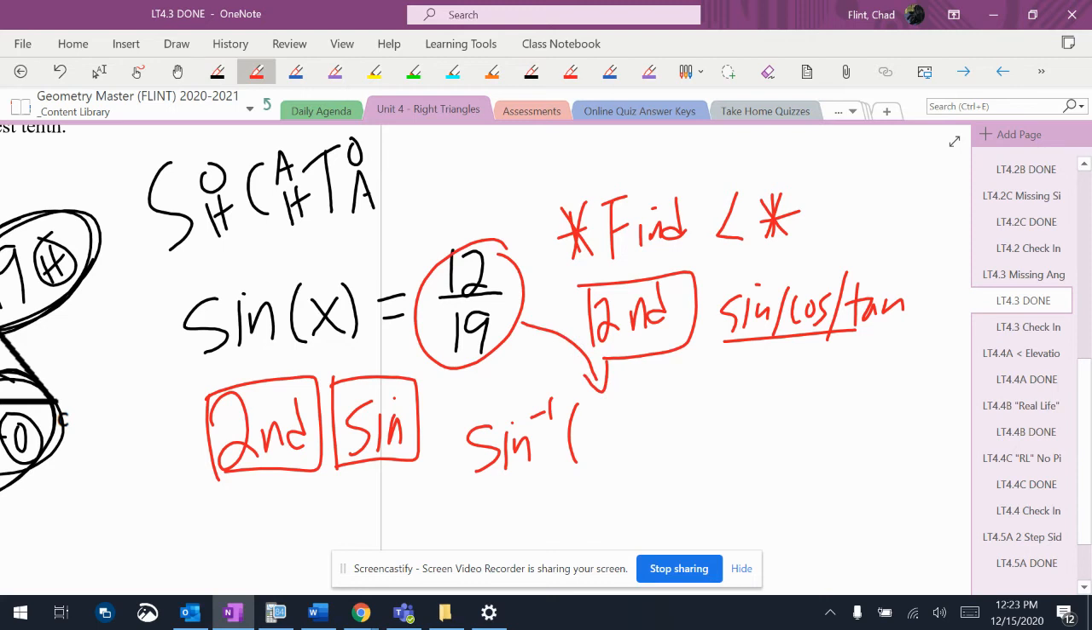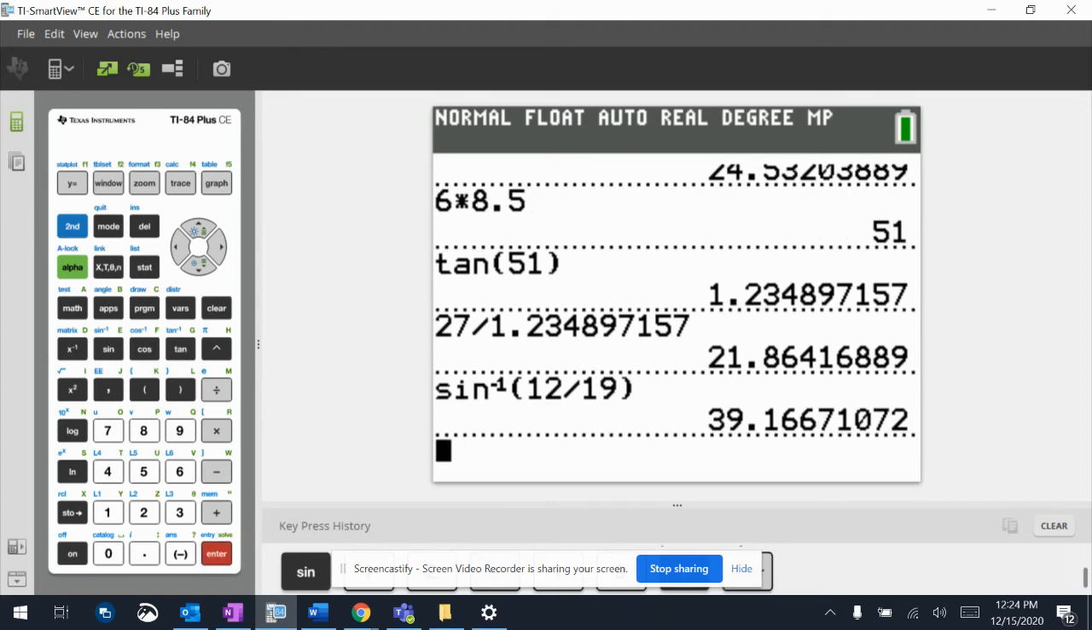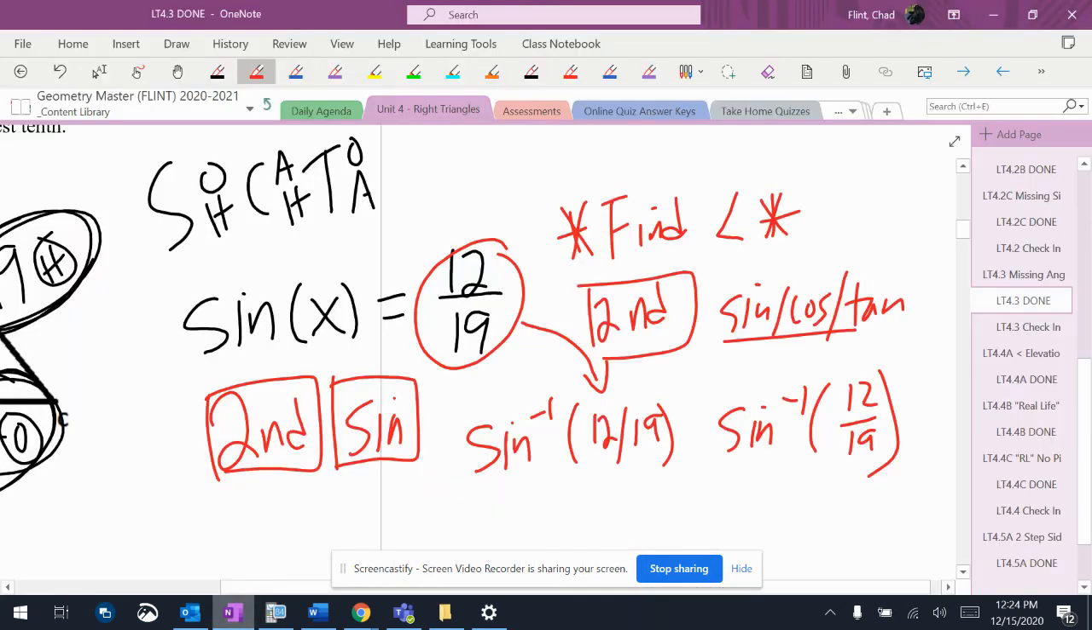Now, you can hit alpha y equals and bring the fraction up, but you don't have to. You can just type 12 divided by 19 because fractions and division are the same thing. So you can either do that, or you can end up with this. It is a personal preference. I am lazy, so I don't want to hit alpha y equals to bring the fraction up. I'm just going to type that, and that right there is your angle, 39.166.